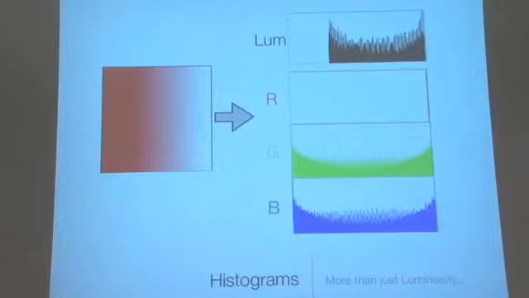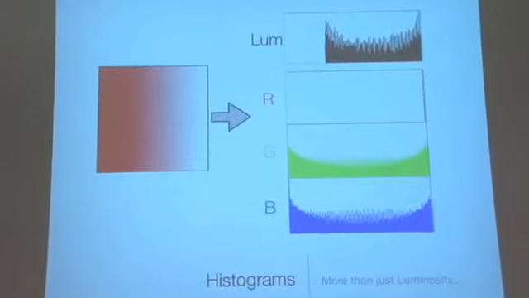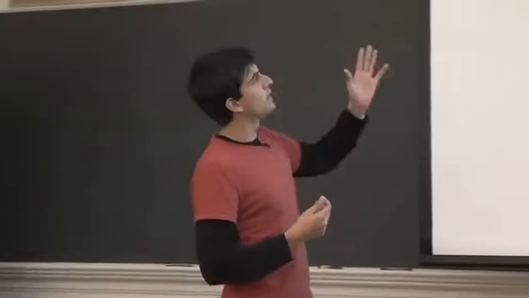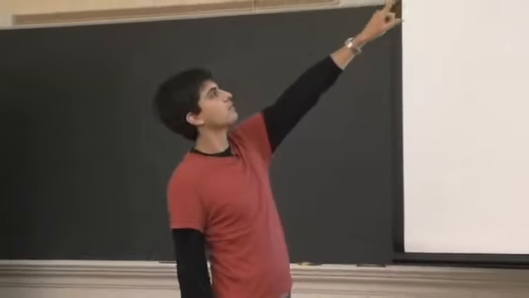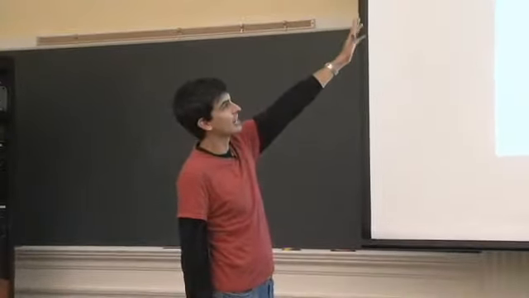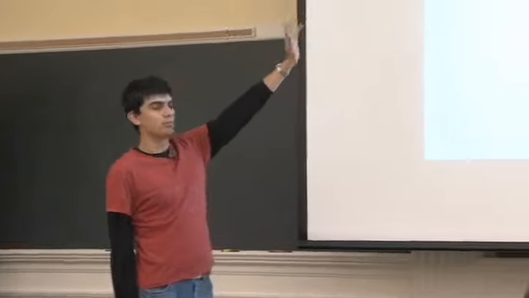But as a mental exercise, let's think about what would happen if we changed this gradient a little bit. So rather than a gradient of red to white, how would each of these histograms change, and first let's talk about the luminance histogram, how would each of these histograms change if it was a red to black?